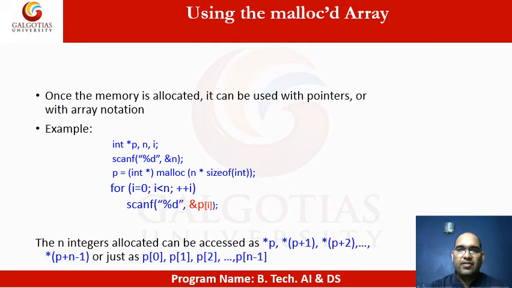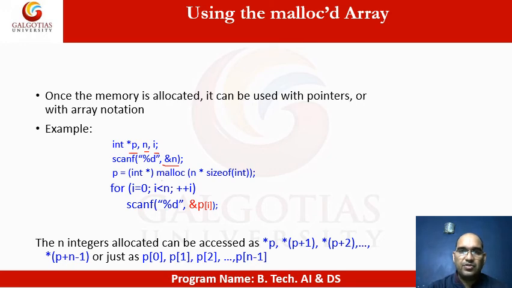Now in this slide, I will explain how a malloc array can be used. Once the memory is allocated, it can be used with pointers or with array notation. Now let's see this example. In this example, you have int *p. It means p is a pointer, n is a normal integer, and i is a normal integer, and we have stored the number of elements in n using the scanf function.